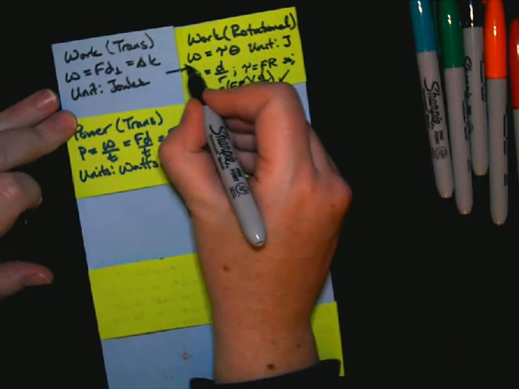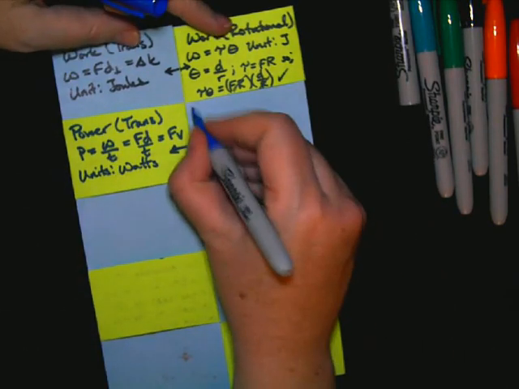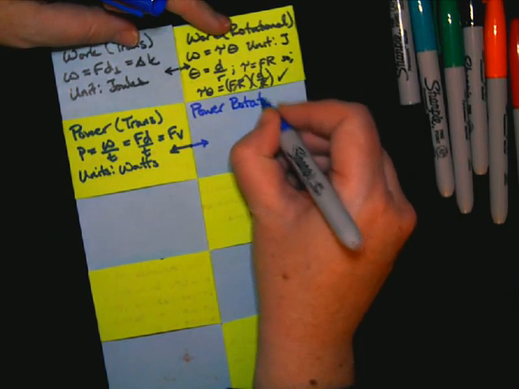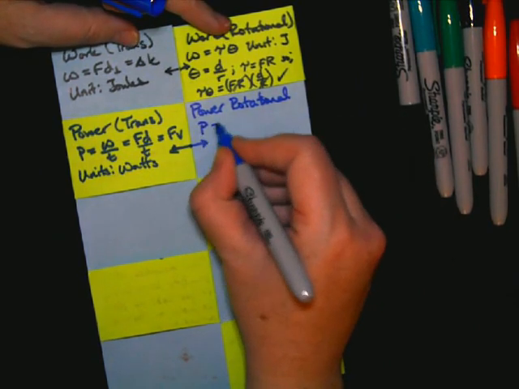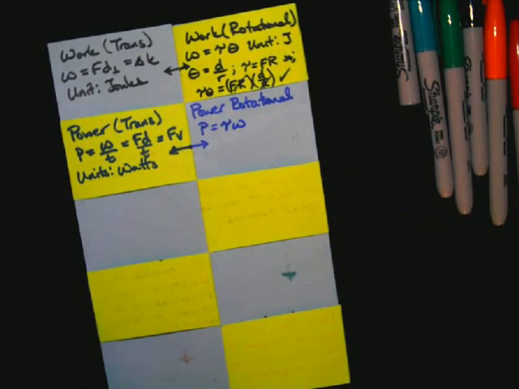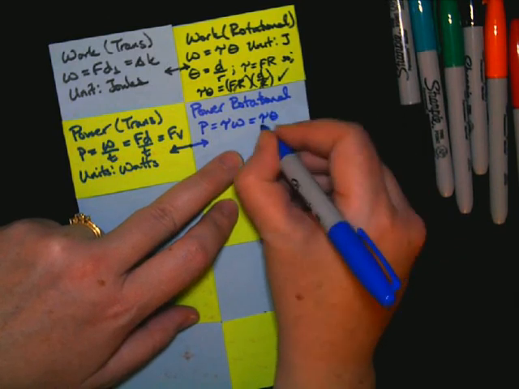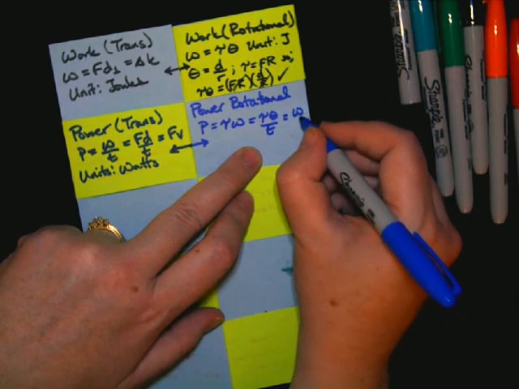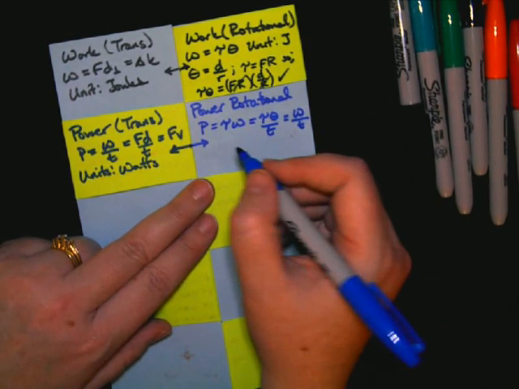Okay. And then power rotational is going to be power is torque times omega. So, or you can have tau theta over t, which is omega over t. And that unit is still watts.